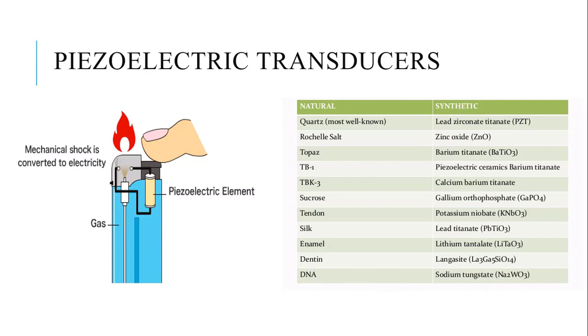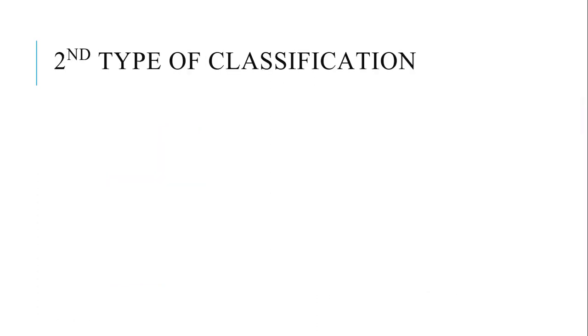You can see it's a very simple example for this. This is a lighter, an igniter. So there's a piezoelectric material from where the spark is generated. There's already a gas inside it. When you click it down, the piezoelectric material will be struck and an electric pulse is generated, which is burning your fuel or the gas. Correct. So, piezoelectric transducers.